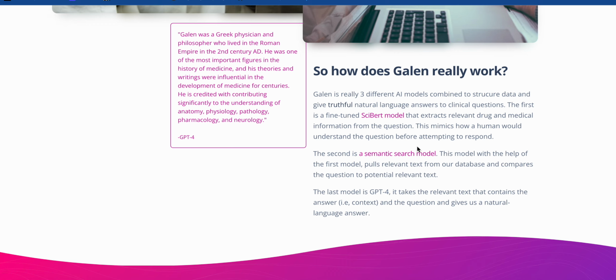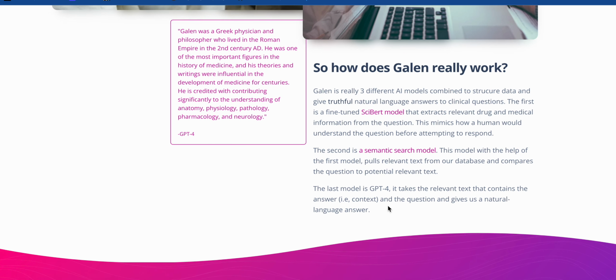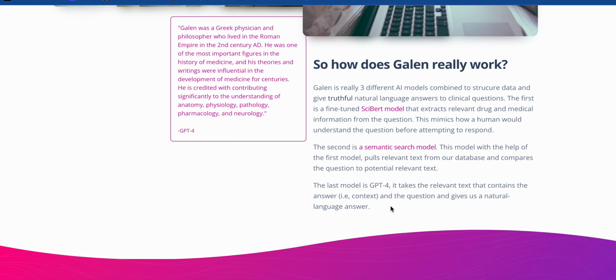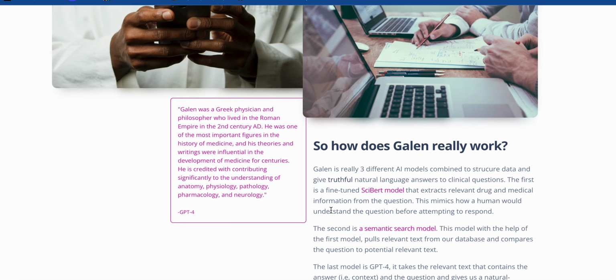The second is a semantic search model, and this model, with the help of the first one, finds relevant text from our database and information sources and compares the question to any potential relevant text. Usually it identifies 2 to 3 paragraphs or studies where the answer to that question will be. The last model is GPT-4, and it takes that relevant text that contains the answer, which we call the truthful context, and it gives us a natural language answer. So that's how it really works from a big picture.